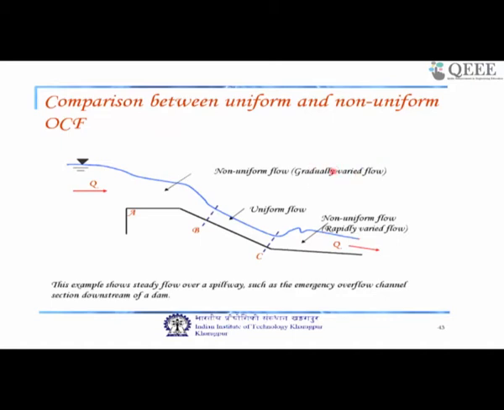In this case this is non-uniform flow, but there is gradual variation in the water depth, and in the intermediate portion we have uniform flow, and in the rest of the section there is sudden jump in water level. So, this is uniform flow, non-uniform flow, and we will call this type of flow rapidly varying flow. This is gradually varied flow, this is rapidly varied. This example is steady flow over a spillway.